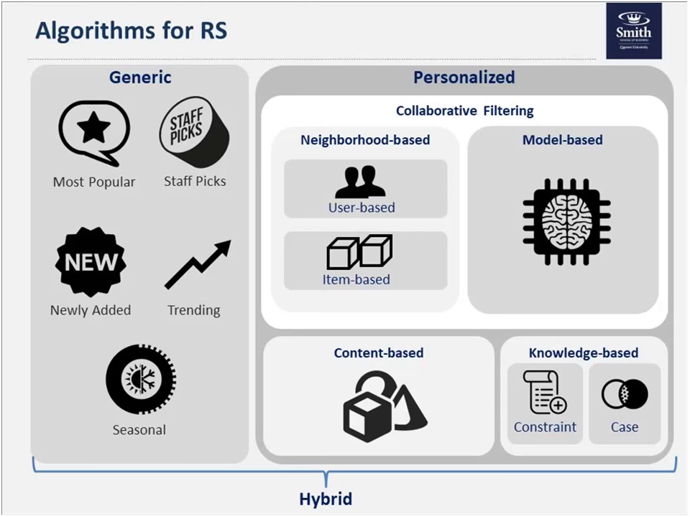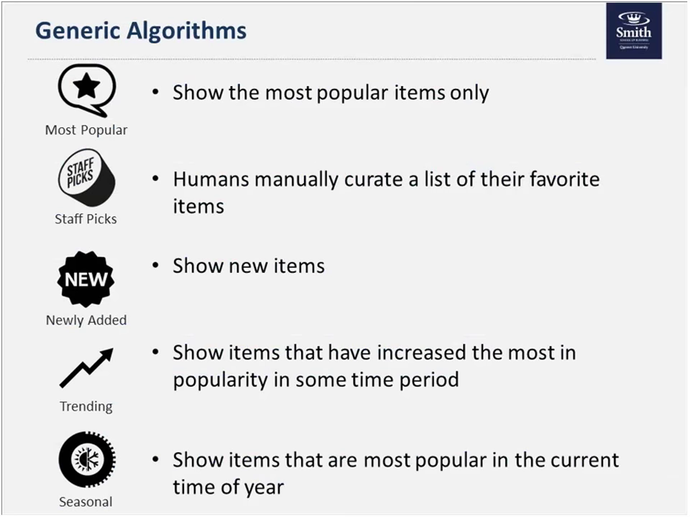So let's first look at generic algorithms. Generic algorithms, like I said before, don't take into account any particular user's history. For example, a generic algorithm might show just the most popular items. If you were Netflix, these would be the movies and TV shows that have been the most popular throughout time. Or staff picks is another way to do it. This is where human employees manually create a list of their favorite items. If anyone ever went into a Blockbuster movie rental store, you might remember there was a wall on the back called staff picks. And this was just one of the teenage employees' favorite movies that week.